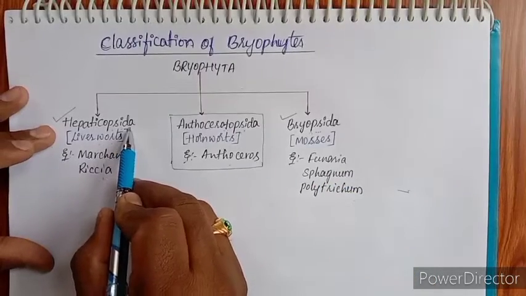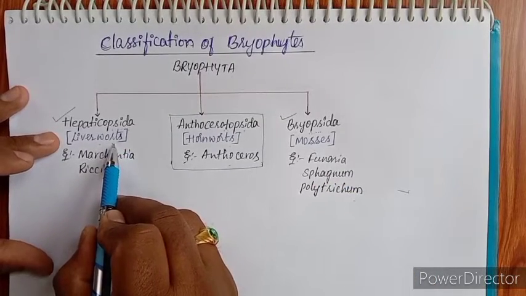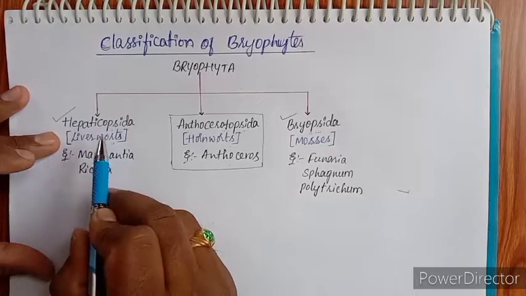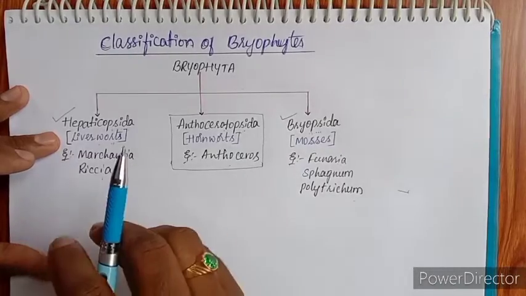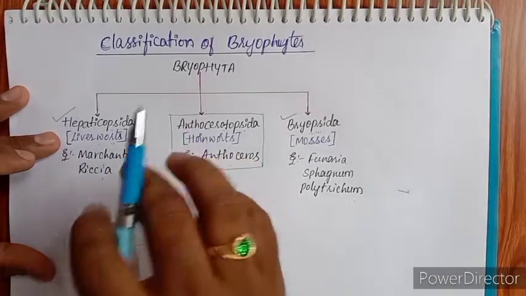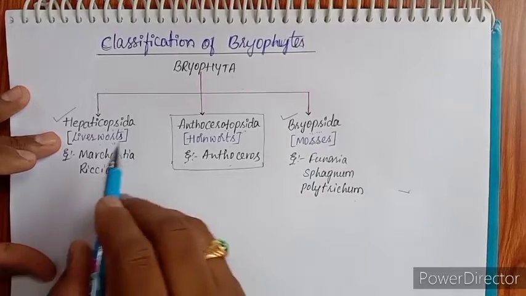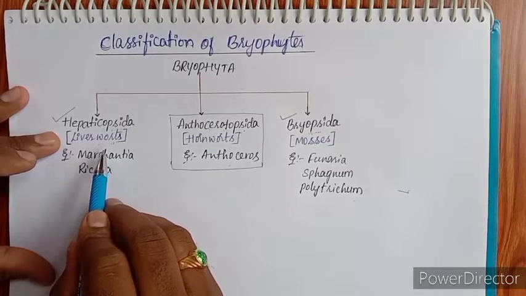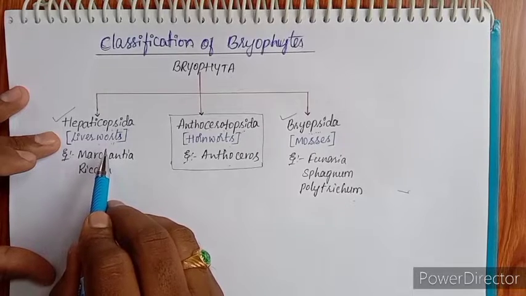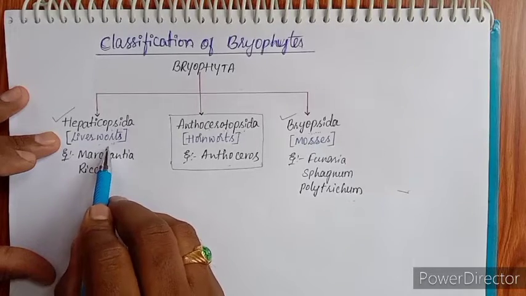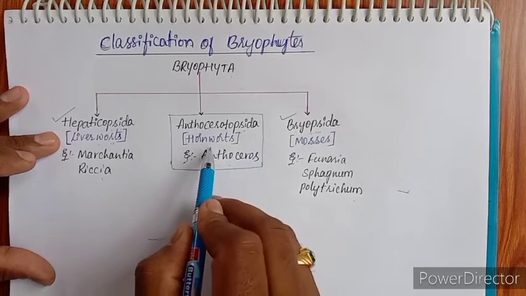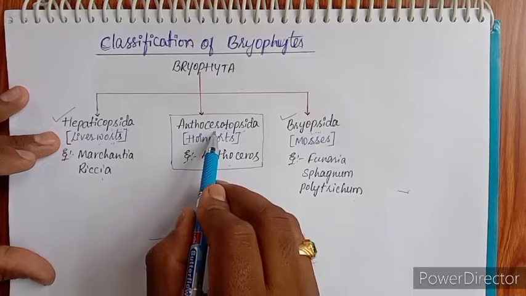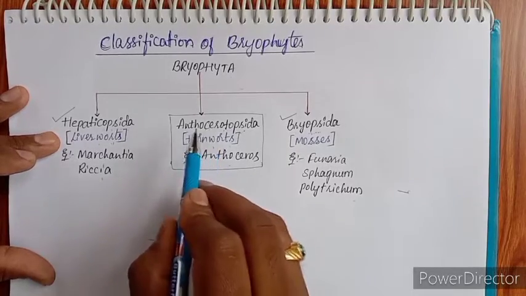Hepaticopsida are commonly called liverworts because the members of this class are dichotomously branching and look like liver lobes. Also, some of these members are used for liver treatment. Hence they are called liverworts. The second one is Anthoceratopsida, called hornworts. The sporophyte of Anthoceratopsida is horn shaped.